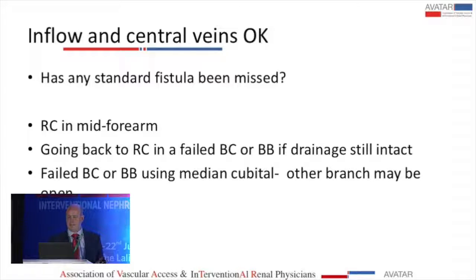So here's the perfect thing that you might find. The inflow and the central veins are okay. You know, you're in with a chance here. The first thing to think about: has anybody missed a standard fistula? The main ones that are often missed are the mid-forearm radiocephalic, which has been discussed today. Going back down the arm seems counterintuitive for people, but it can be done. If you're careful about the runoff still being intact, you can go backwards down the arm.